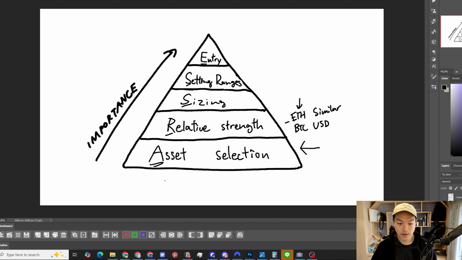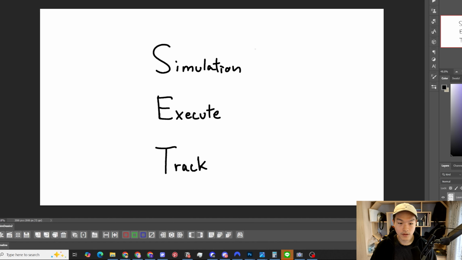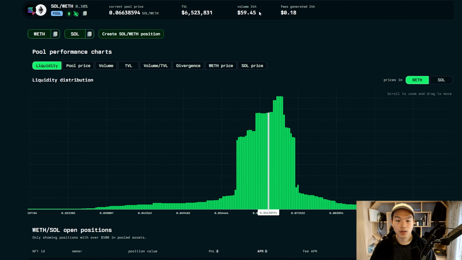I think it helps to go through all these processes before you enter into any liquidity pool position. It applies for crypto to stable pools as well, if you're providing, let's say, ETH to USDC or Solana to USDC, but it's much more important when you're looking at crypto to crypto pools. So the next part of the actual execution is this set framework. You start with simulation, you then execute, and then you want to track your progress. So we're going to use SOL and ETH LP as an example here.